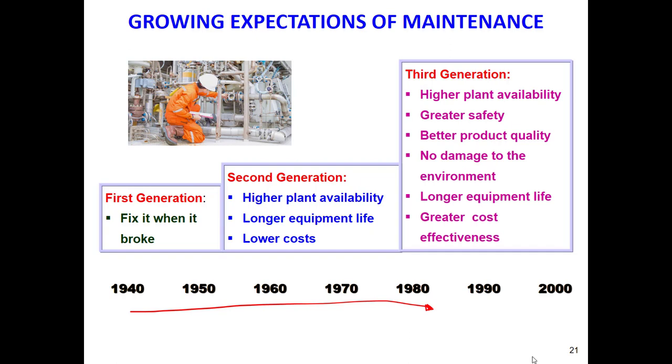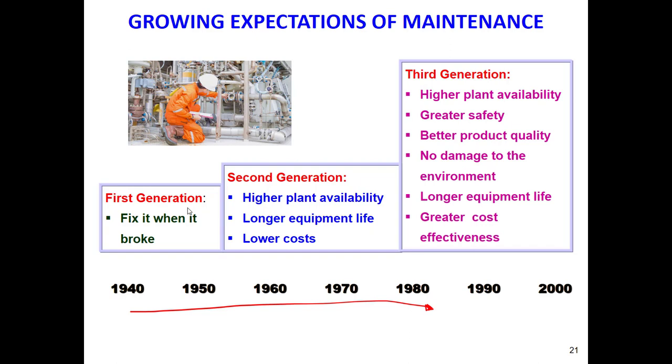In general, there are three generations of maintenance work. The maintenance activity is also a process, and each company has a team, a maintenance team, and they have a very good protocol to follow to do the maintenance activity.